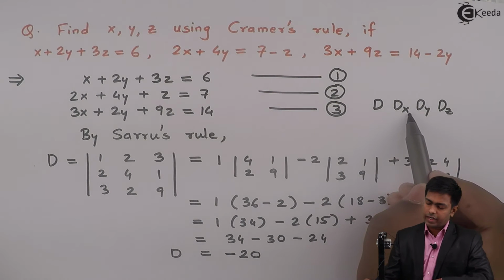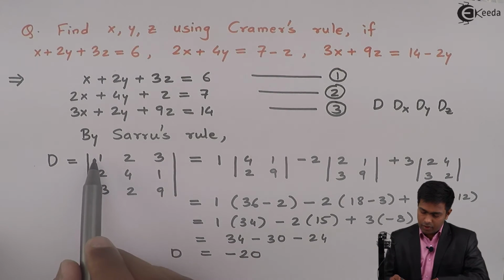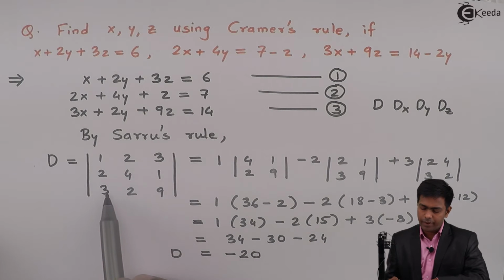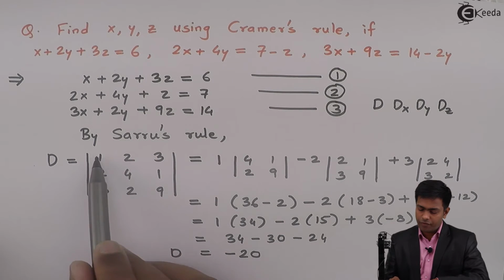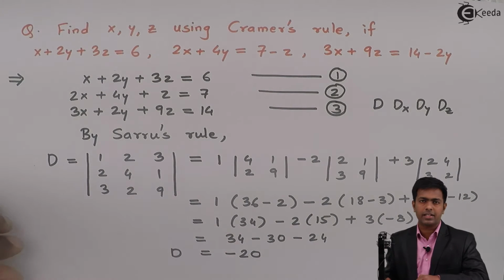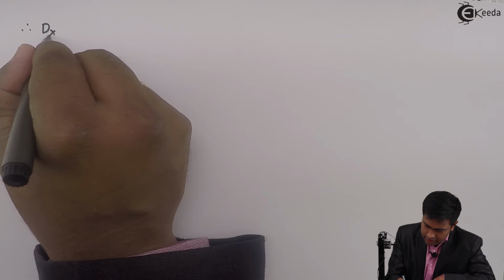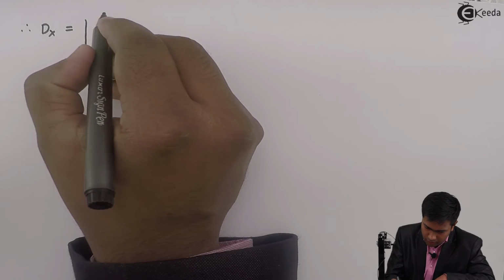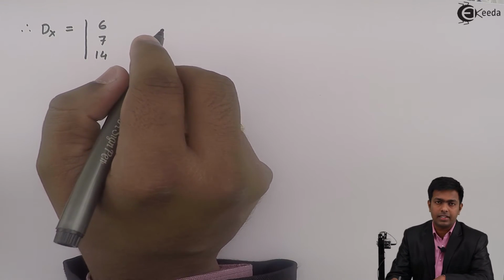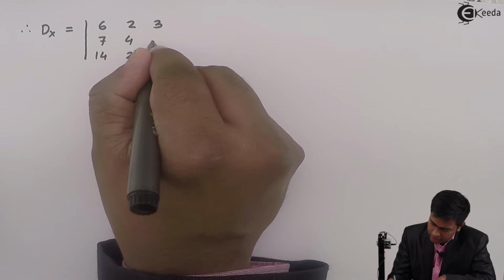Now let's find the value of dx. To get the value of dx we replace the coefficients of x by the constants. So here the coefficients of x are 1, 2, 3. Here I will replace these coefficients by the constants, so it will become 6, 7 and 14 in the first column, and the remaining two columns will remain as they are. Therefore dx is equal to the determinant of, first column 6, 7, 14 and the second and third columns as they are. So it was 2, 4, 2 and 3, 1, 9.